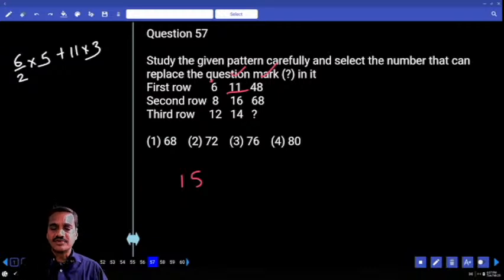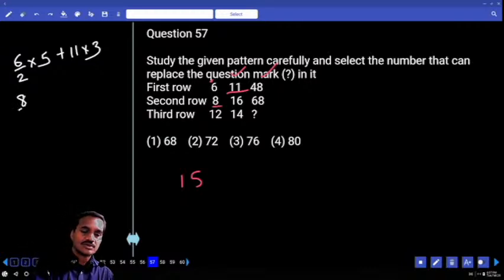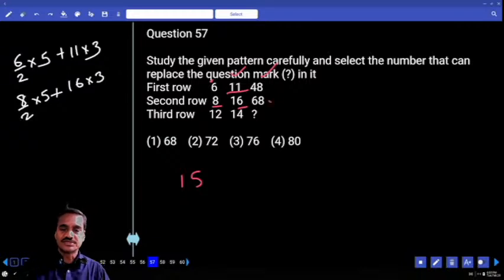Or into 2.5, and our question. And next one, 8. 8 divided by 2. How much? 4. 4 into 5, 20. Plus 16 into 3, and that gives 48. Now 20 plus 48, 68.